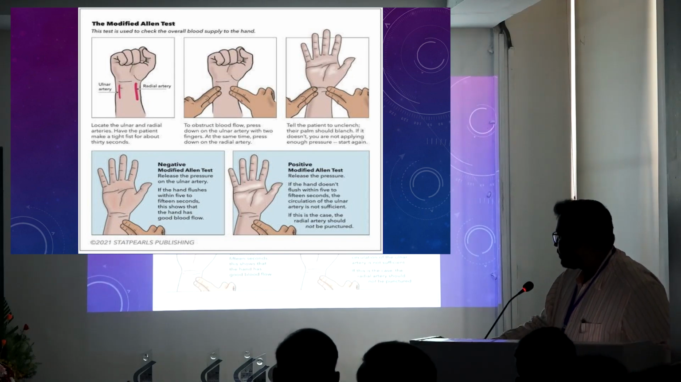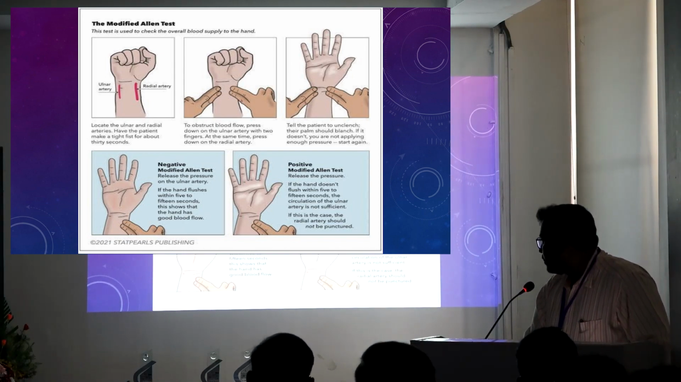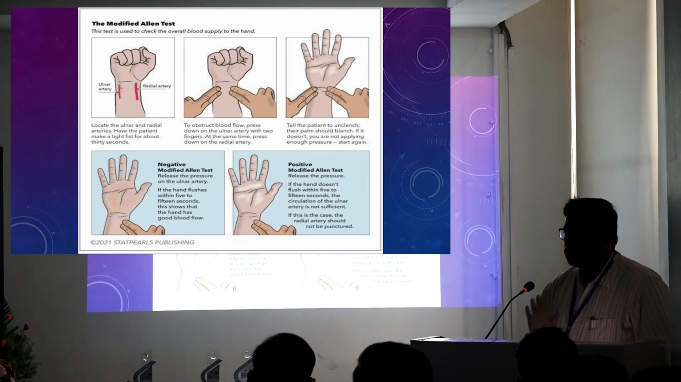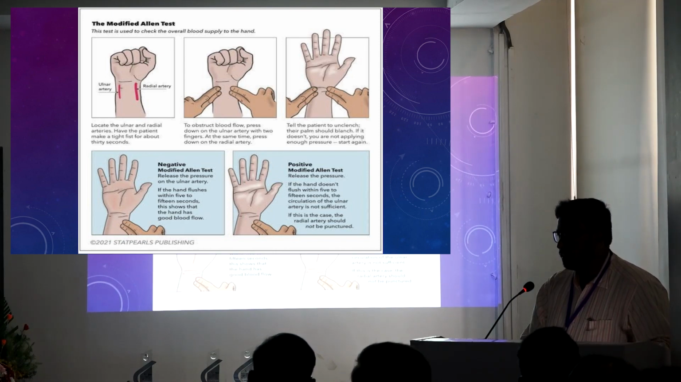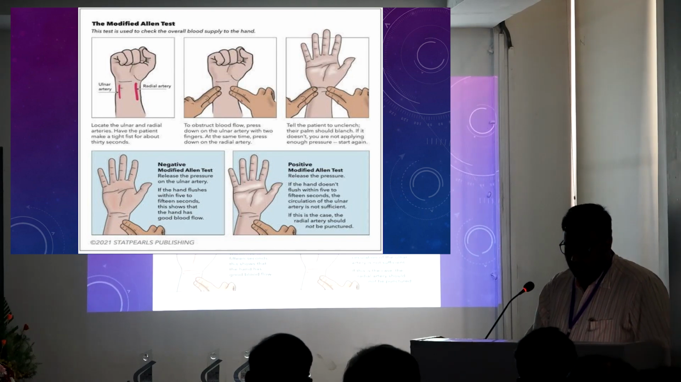So the picture is depicting itself, so I would like to skip this slide. It just checks the collateral circulation of the radial artery. If your radial artery has good collateral supply from the ulnar artery, we can safely go for the ABG from the radial side.